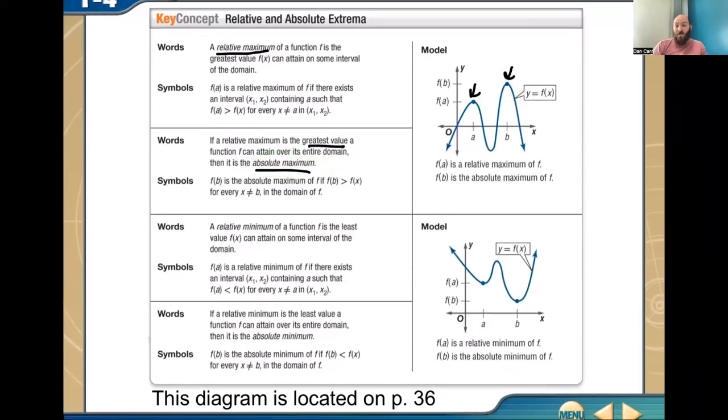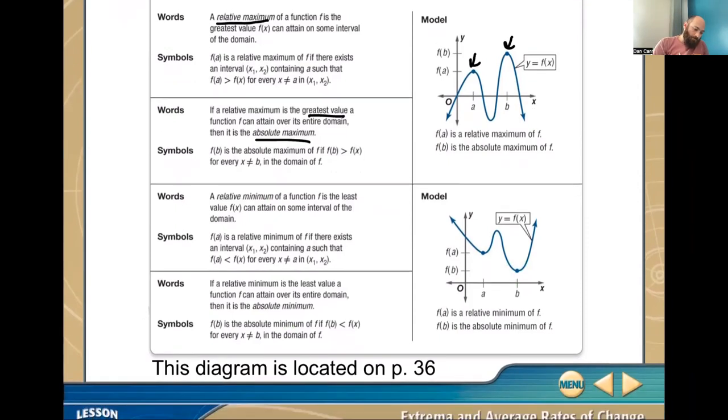When I look at minimums, it's the same idea. These are the lowest points of our values here. They're both considered to be relative minimums. It's the lowest point that my f of x hits on the graph. But if it's the lowest point, like this one right here, that's going to be my absolute minimum. So that's why f of b is the absolute minimum, whereas they're both considered to be relative minimums there.